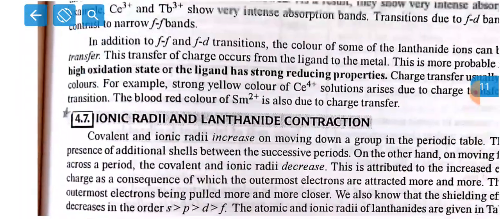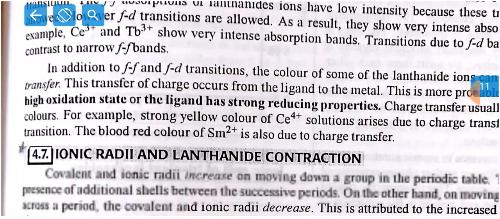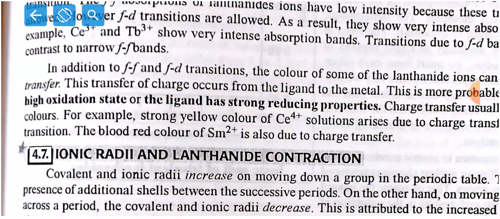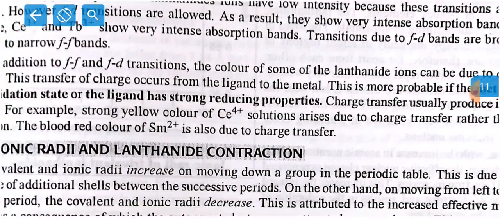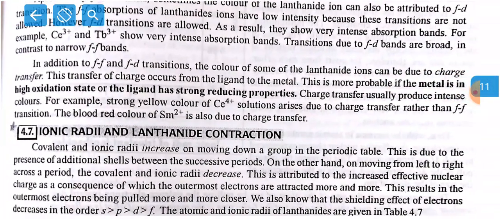For example, the strong yellow color of cerium 4+ solution arises due to charge transfer rather than f to f transition. The blood red color of samarium 2+ is also due to charge transfer.